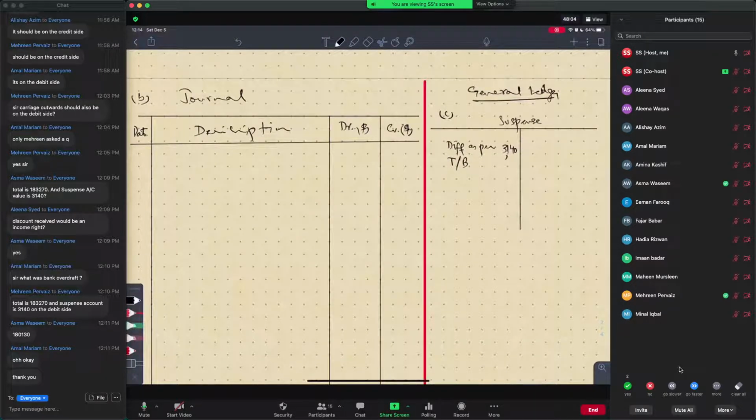So we are going to go through these errors one by one, and then we will fix these errors. The first error is that a credit note to a customer for return inwards amounting to 250 had not been entered in the books.